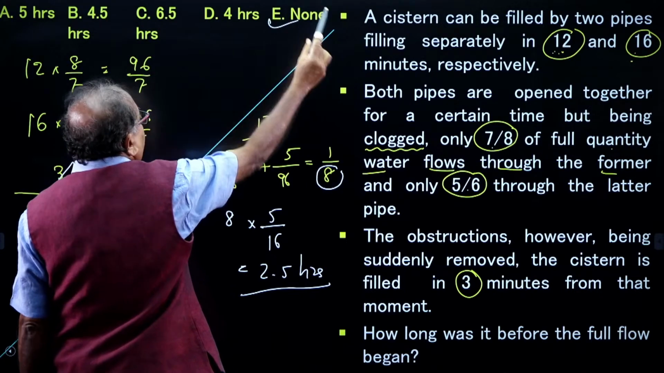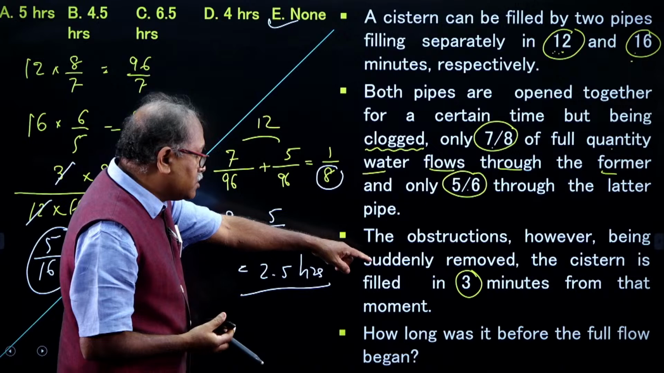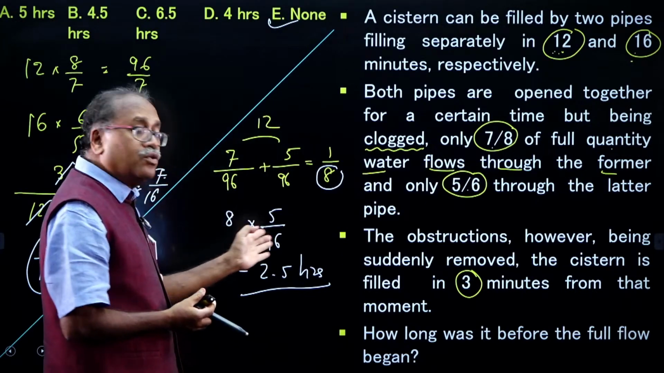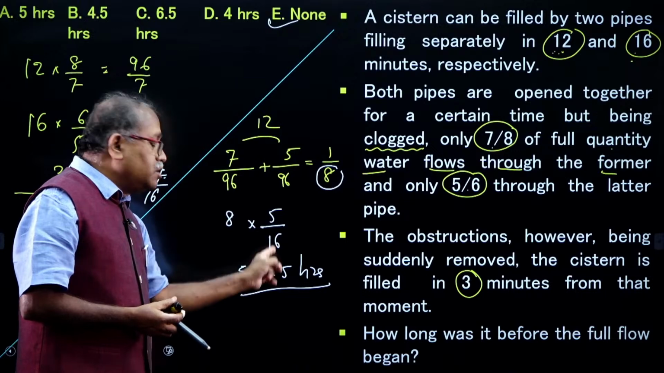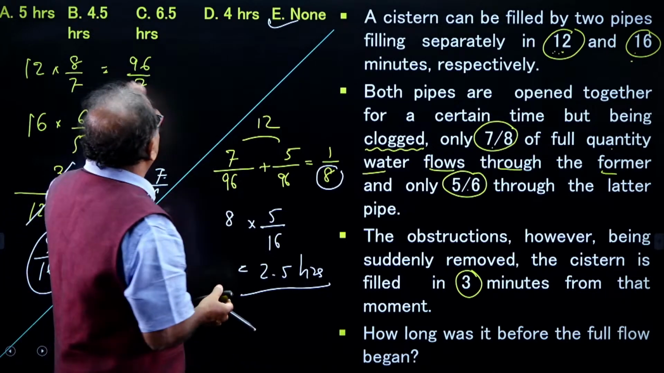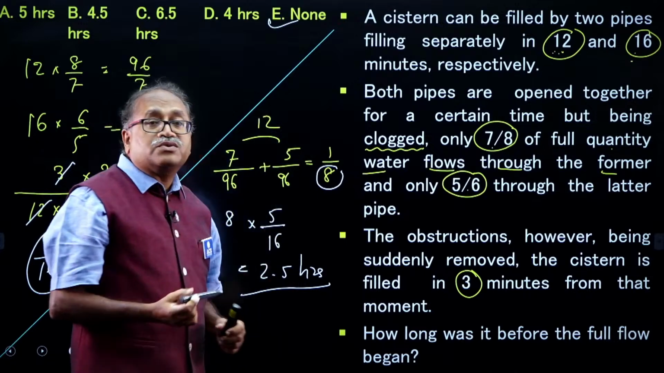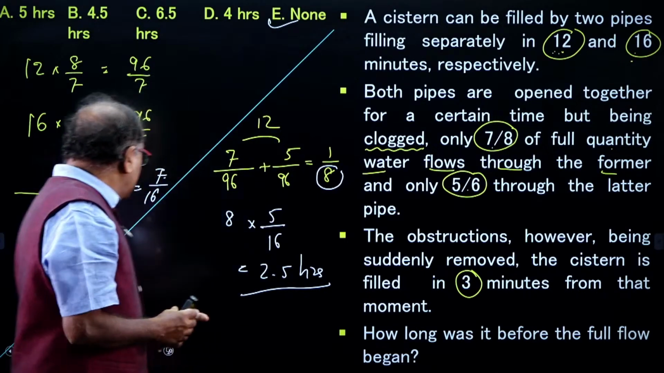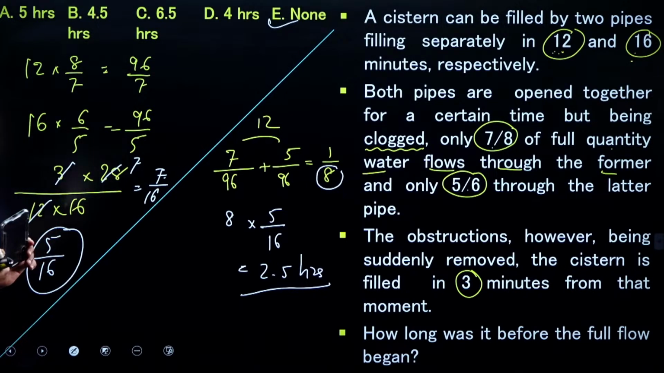So, here 2.5 hours, somewhere it is there. So, if it is not there, you can go for it. Now, what is the question? How long was it before the full flow began? Before the full flow began, it took 2.5 hours. As I do not have the option 2.5 hours, I can go for option choice E. I will just keep myself away from the camera, so that you can see the entire question.